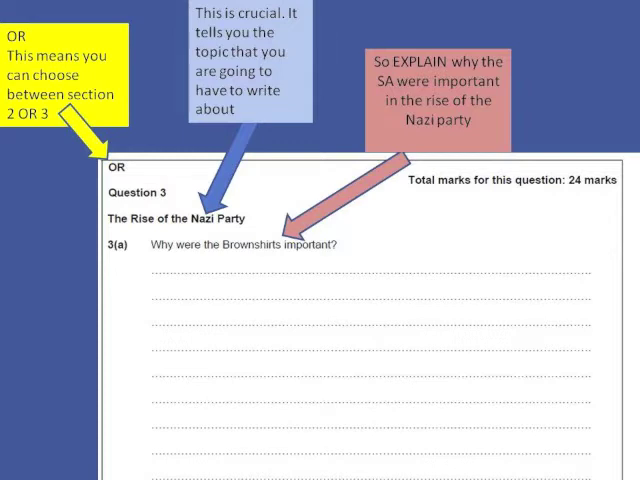Okay, so what you will have then is the topic heading, and in the case of this paper it says the rise of the Nazi Party, so that tells you the period you're going to talk about. Okay, and then it will give you your first question. Okay, and it's going to be a pretty straightforward 4-mark question to start off with.